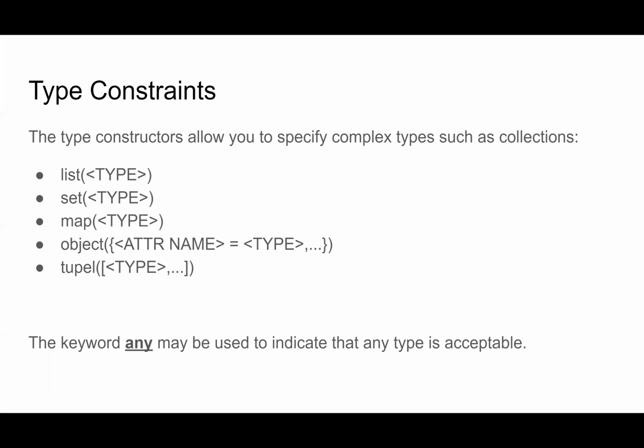We can use these type constraints whenever we're creating complex objects, such as a list or a set or a map, or an object or tuple. The keyword any may be used to indicate that any type is acceptable. All we have to do is place the type within the parentheses of the constructor of the object.